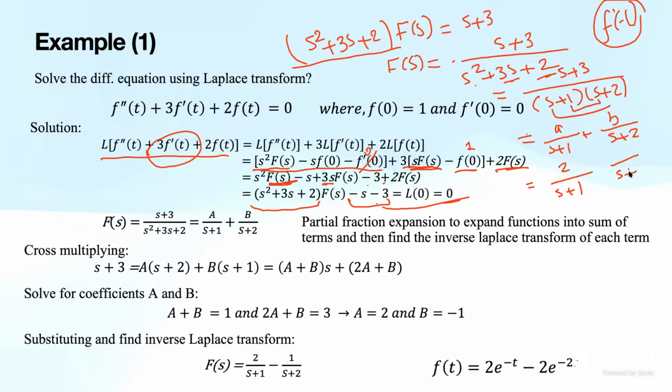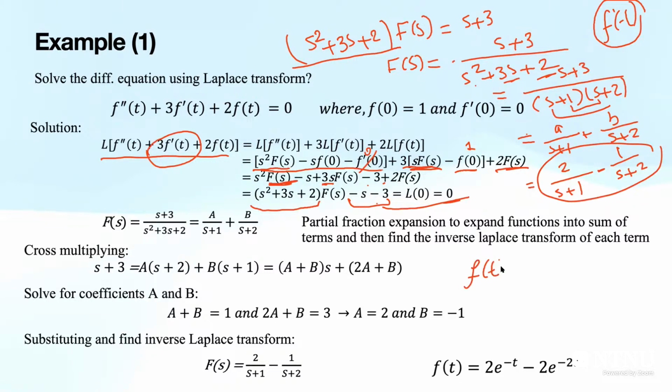We will look into the other one, the s plus 2 term. Multiply both sides by s plus 2, and take the limit as s goes to minus 2. So it will be minus 2 plus 3, which is 1, divided by minus 2 plus 1, which is minus 1. So this one will be minus 1, right? So now we have our equation f of s as a summation of two simple terms, right? So now it's easy. We can go into the Laplace transform table, and from this one, we can try to find f of t.